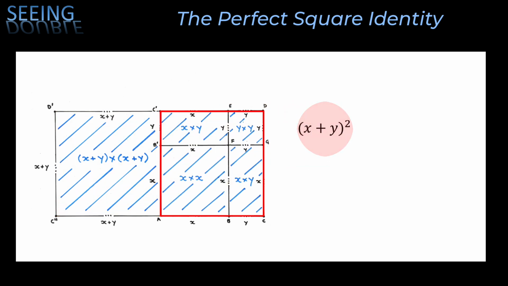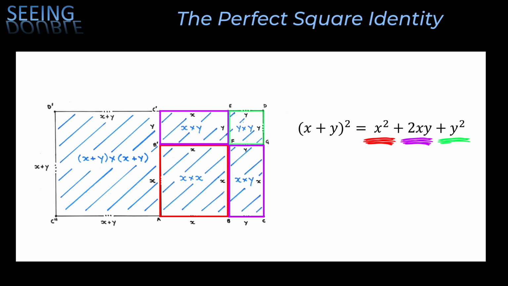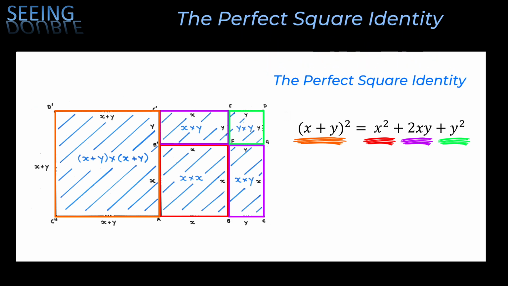AC'D'C'', is equal to x squared plus 2xy plus y squared, the area of square ACDC', which is made up of that x by x square, those two x by y rectangles, and that y by y square. This identity, true for all the values of x and y that we've observed in our animation, is a more general representation of the perfect square identity.